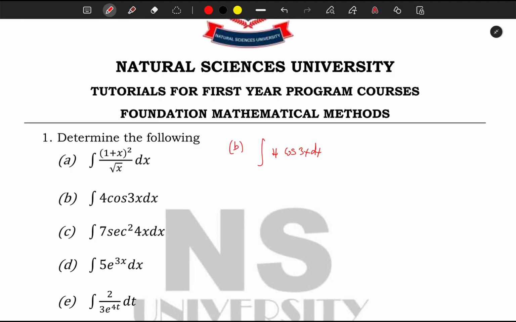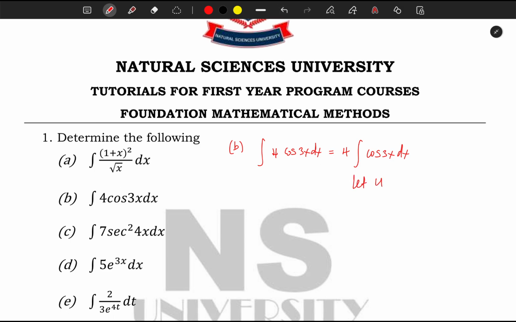4 is constant, so we can take it out. This just means that you have 4 times the integral of cosine of 3x with respect to x. And what happens when you integrate cosine? Well, you get sine. But remember that we always divide by something in integration. So let me do it slowly, step by step. And from now on, you should be able to do it directly. What we're going to do is this.